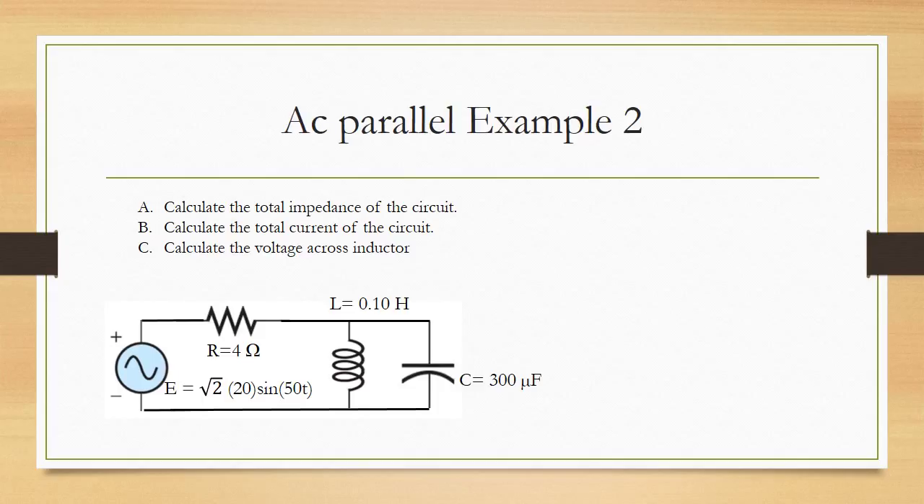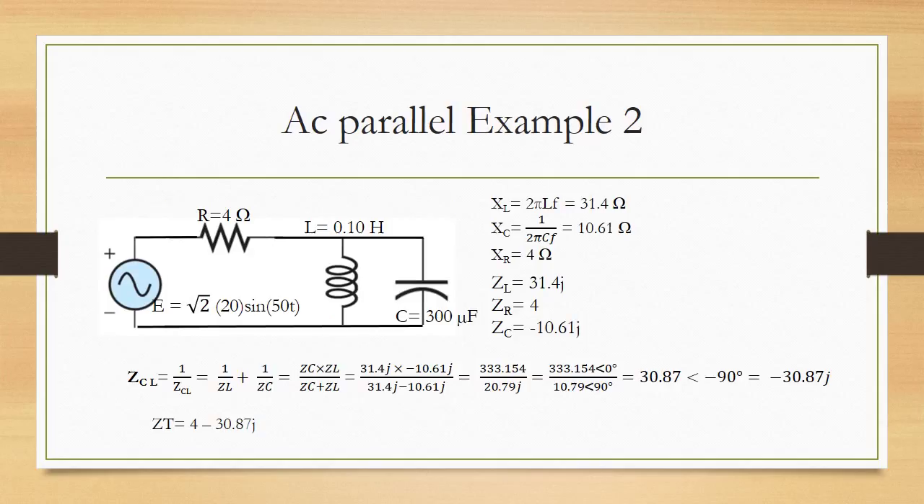Example 2. We must find the total impedance, the current, and the voltage across the circuit below. Question A. To find the total impedance of the circuit, we must first add up the parallel components. Shown above, we add up the parallel components to get a result of 30.87 at minus 90 degrees.